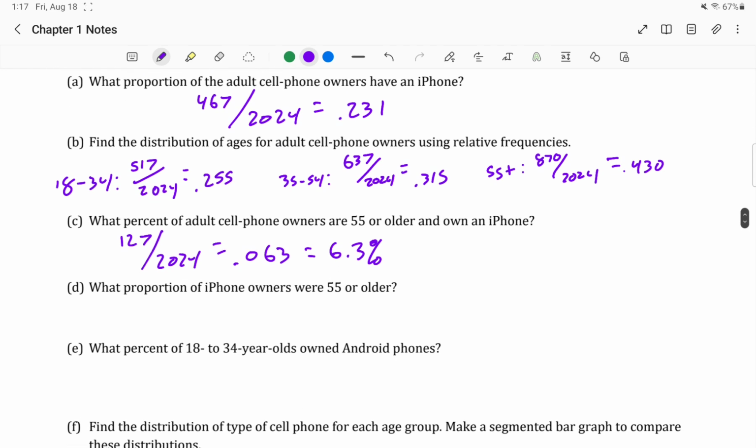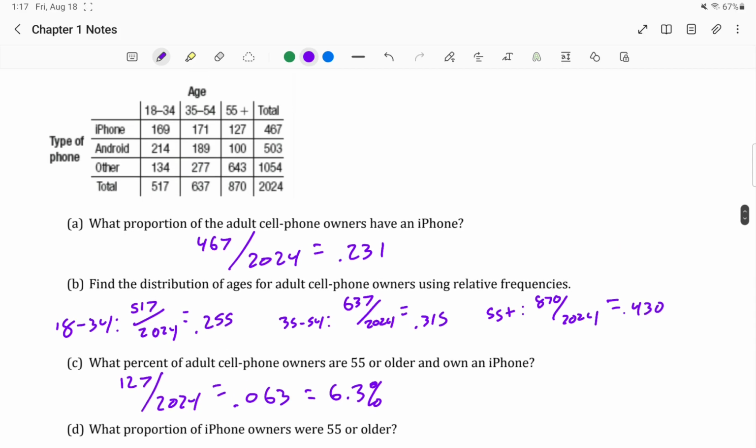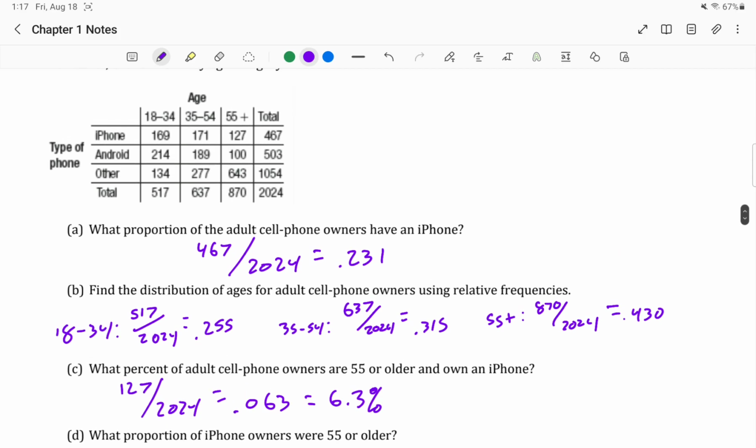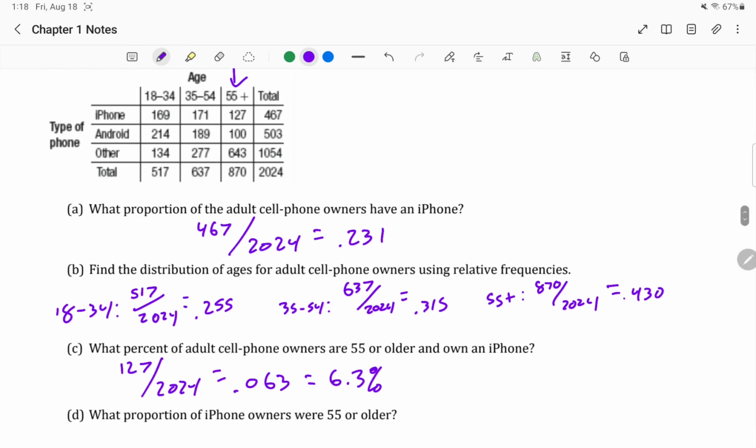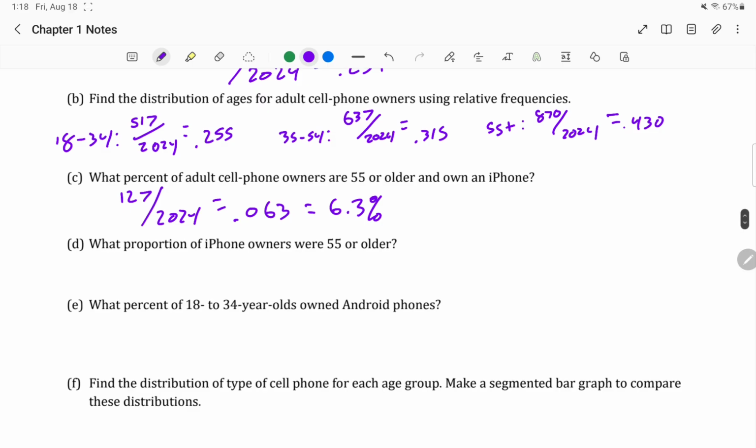And then here, D, it says what proportion of iPhone owners were 55 or older? So now I want 55 or older. It's kind of like this first one here. Instead of going over on the iPhones, now I'm going over on 55 or older. So how many were 55 or older? Well, that was 870. Oh, I read that wrong. I apologize. Scratch that. It says what proportion of iPhone owners?